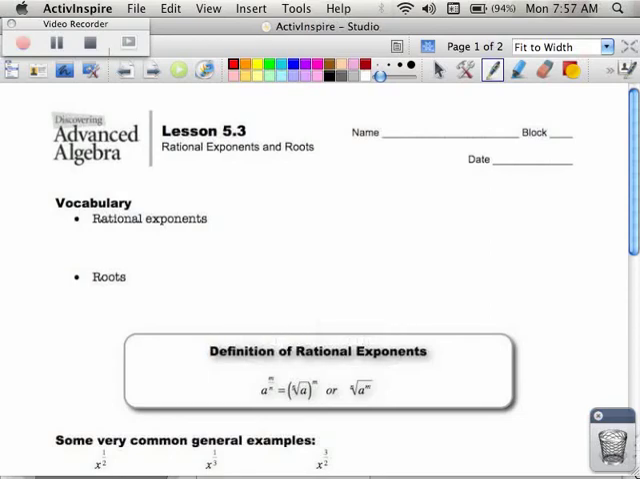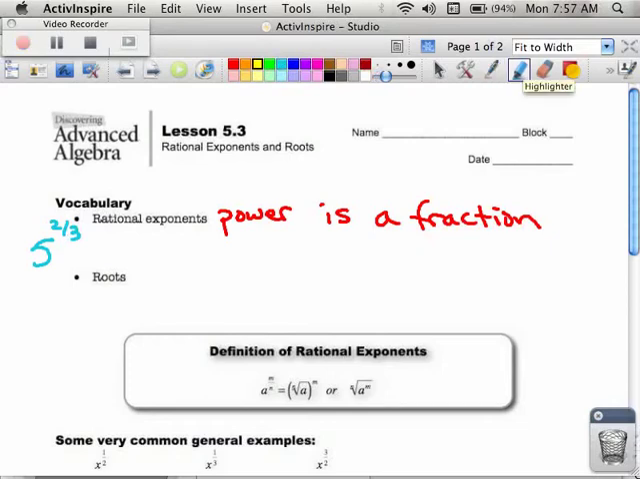So in this lesson, what we're going to do is talk about how roots and exponents are related. And a rational exponent just means that the power or exponent is a fraction. For example, if I had something like 5 to the 2/3 power, the thing that is the rational exponent is this power right here, because it's a fraction.